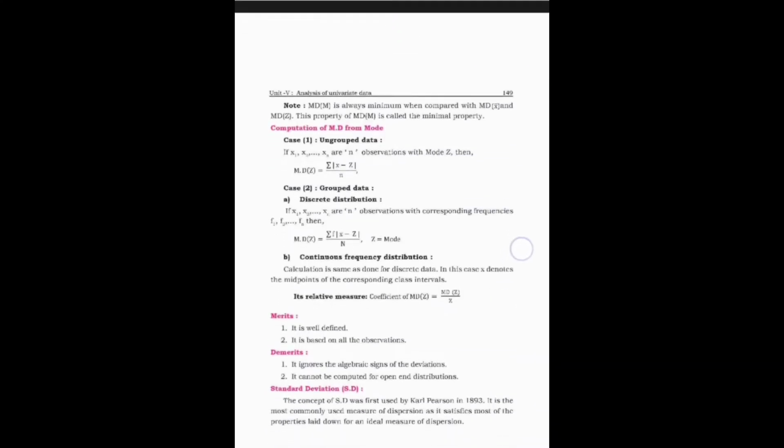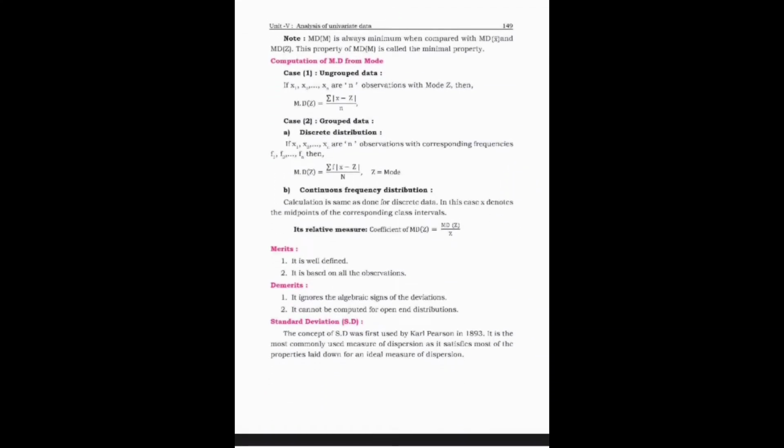Okay. Then for the computation of MD of mode, that is MD of z is equal to summation of |x minus z|, mod of x minus z. Look here, the two lines are there, we call that mod of z. Mod of x minus z divided by small n. And MD of z for tabulated data is f into |x minus z| divided by capital N. And its relative measure is the same: MD of z divided by z. Okay, this is the mean deviation from mean, median and mode formulas.